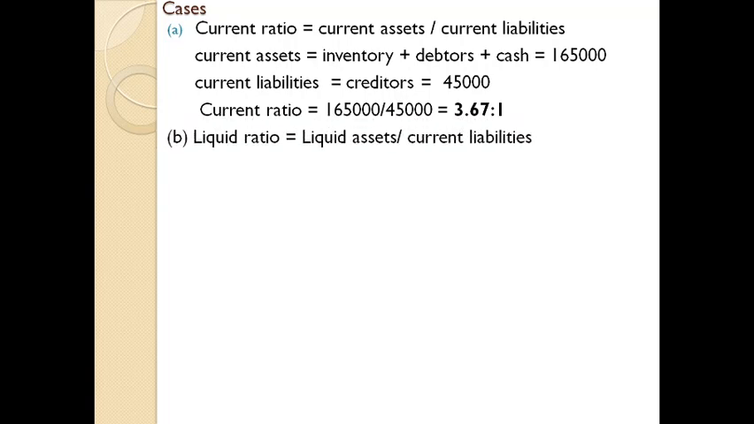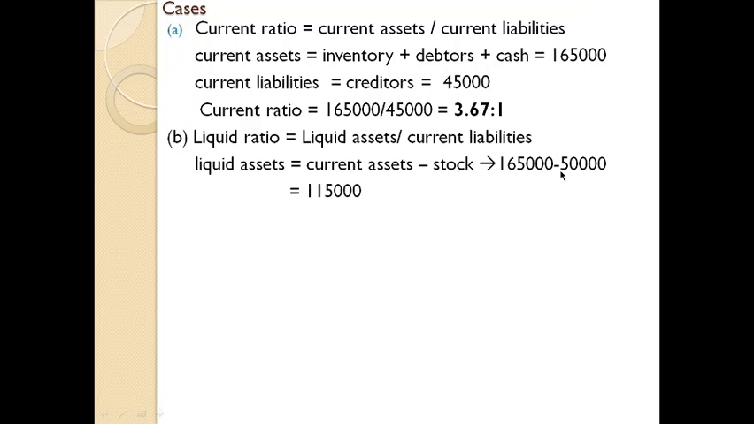Next one. Second one, it was asked to find asset test ratio, otherwise known as liquid ratio. We know the equation: liquid ratio equals liquid assets divided by current liabilities. Usually in the question, liquid assets may not be given directly. You need to identify them. I hope you are aware of how to identify liquid assets. Liquid assets can be identified by deducting stock from current assets, that is 1,65,000 minus 50,000, you will get liquid assets 1,15,000.